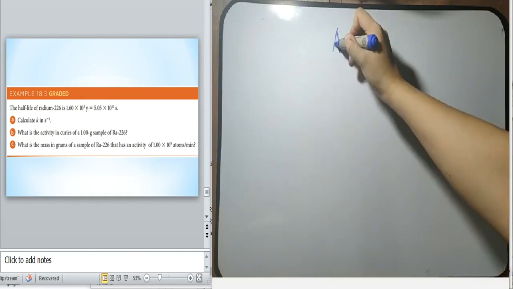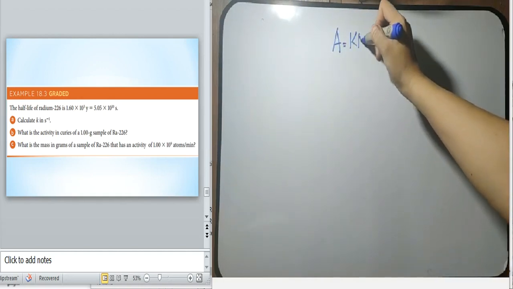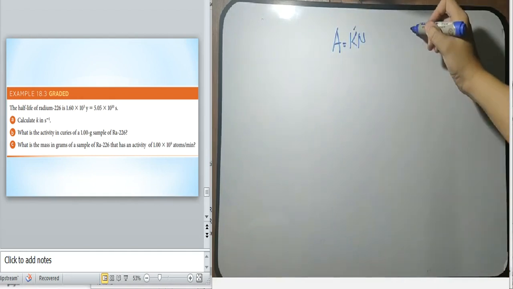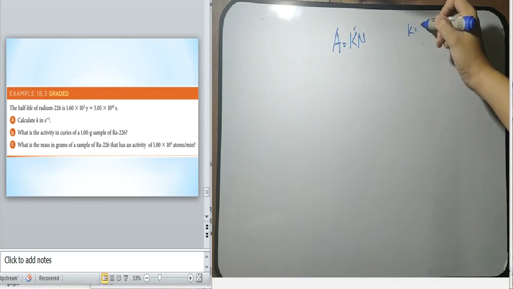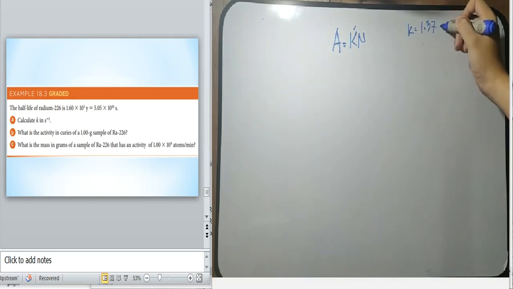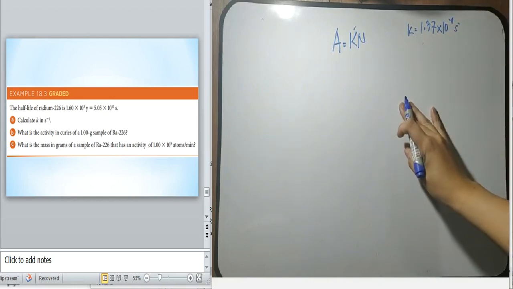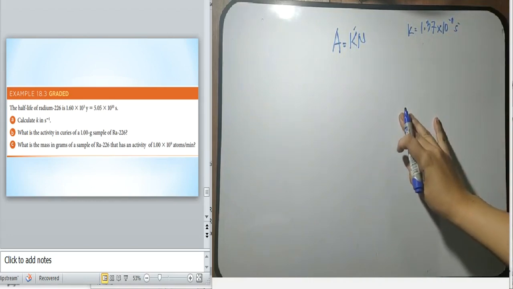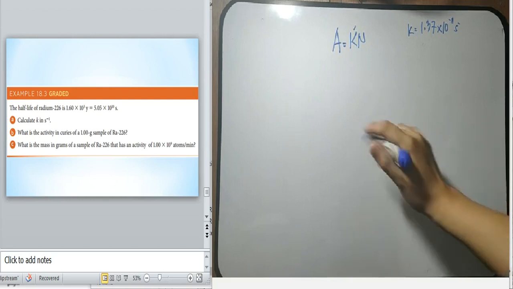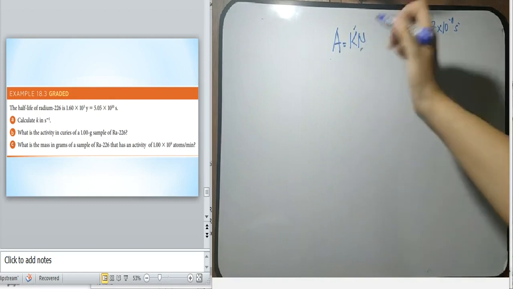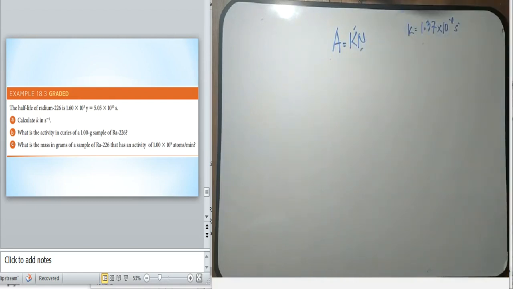Okay, let's now try to answer letter B. We will use A is equal to kN. We already have K from earlier. Our K is 1.37 times 10 raised to negative 11 per second. To solve for the value of A, the activity, we have to calculate first for the value of N.